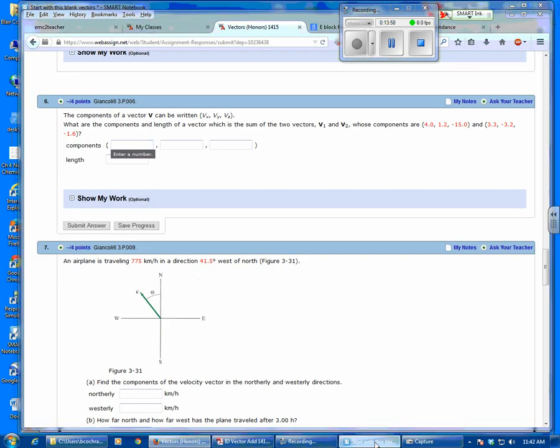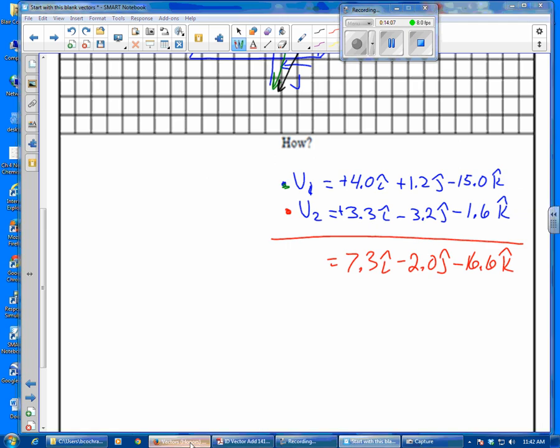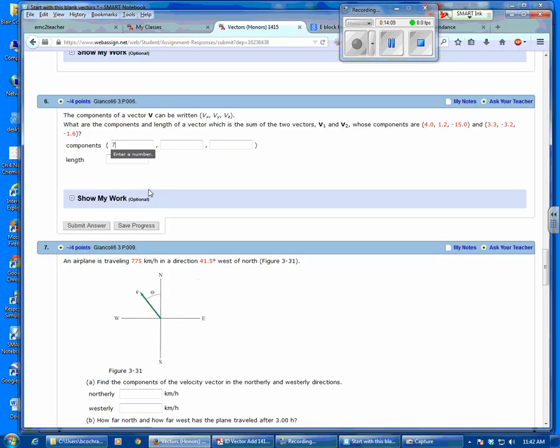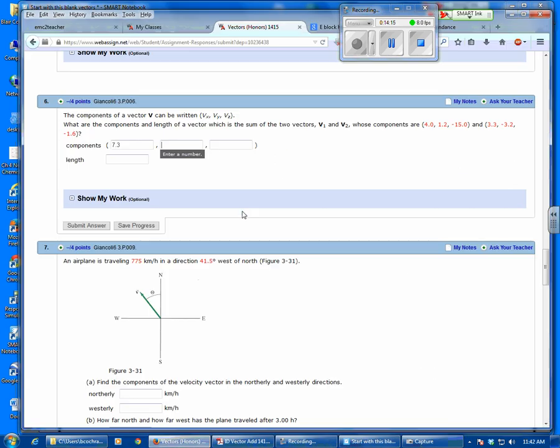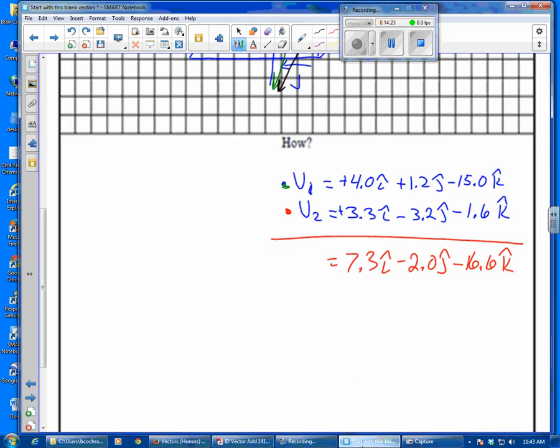Whatever I had there, yep. 7.3. You just put in 7.3. Right, because the i is that first one, 7.3, and then what do I have? Negative 2 and negative 16.6. It's always ijk. Yep. And so you just take them in order as they come up on the thing? Yep, that's how it comes in.